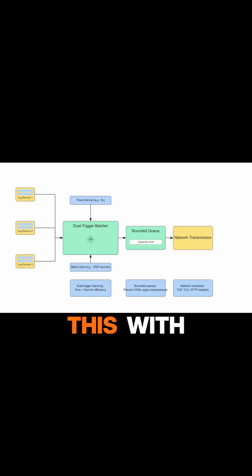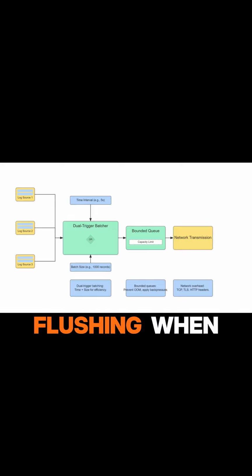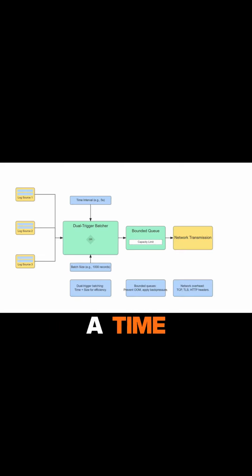Production systems solve this with dual trigger batching, flushing when either a batch size or a time interval is reached, whichever comes first. For example, sending 1,000 logs or waiting 5 seconds. This ensures you get high throughput during peak traffic and bounded latency during quieter periods.